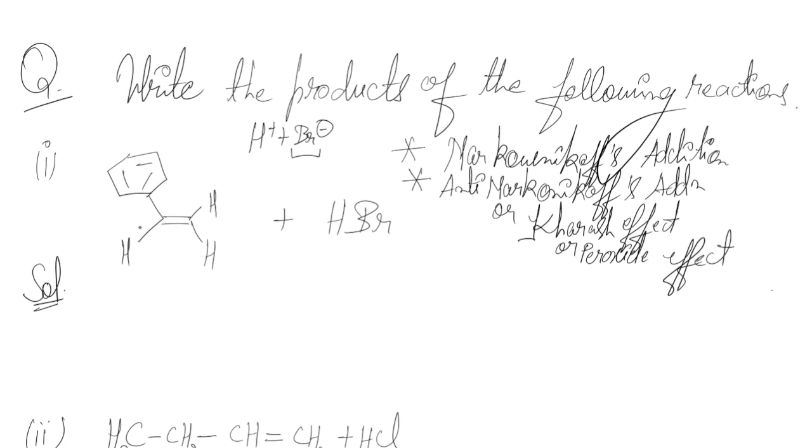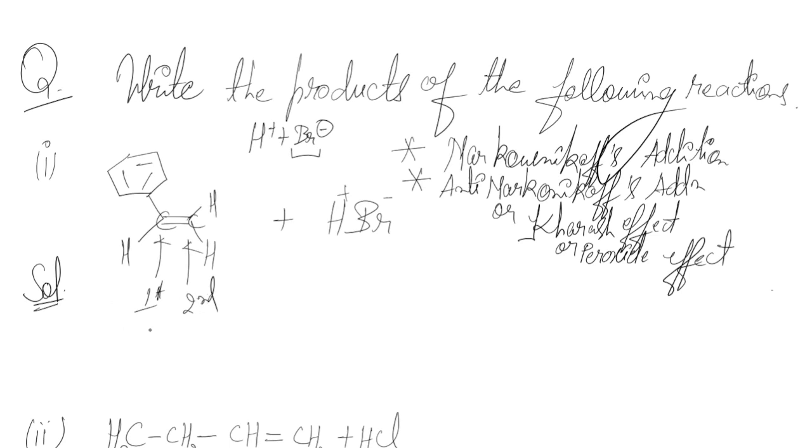How to solve this? We have the phenyl ring, then these three hydrogens, and this carbon-carbon double bond center. The unsaturation is present here, so there will be an attack of H plus and Br negative, with addition of the bromide to these two carbons. There are two possibilities, first and second. Where will this negative part go?